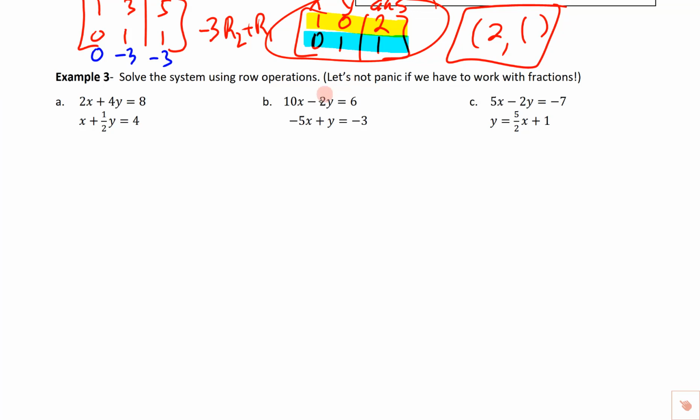We are going to occasionally run into fractions. Let's not panic about that. If I were going to do this one right here, here's the first thing I would do. I wouldn't write it like this. The first thing I would do is automatically switch them because I like the fact that that has a 1. So I would write a 1, a 1/2, and a 4, a 2, a 4, and an 8, and put the line right there. Saves us a step, saves us one whole matrix of writing.